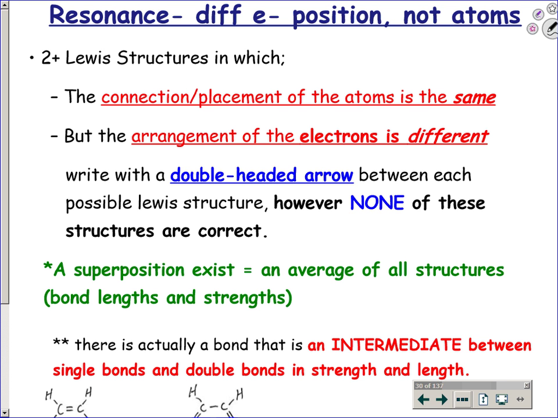I'm going to show you an example of that in a second. So the connection, meaning the skeleton, is the same, the atoms are placed in the same location, but where you place the electrons, the bonding or the lone pairs, are going to be placed in a different location. So that is the premise of what resonance means.